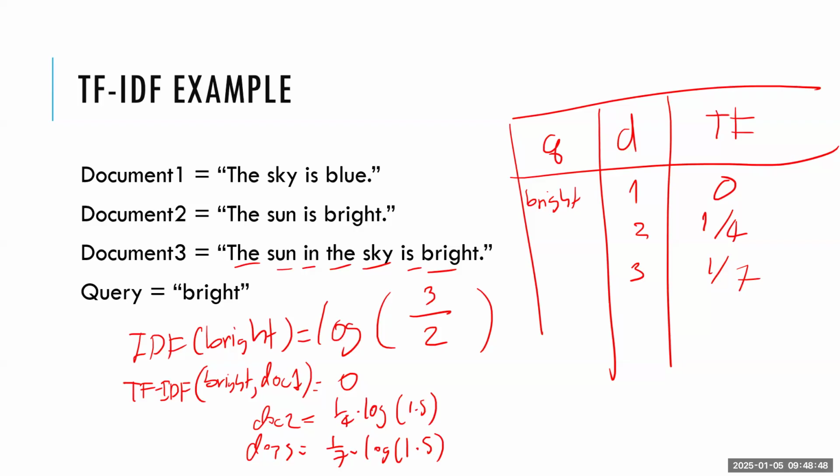Is it doc 1, doc 2, or doc 3? Which one has the highest score? 2, right? Not only because both of these had the word bright appear once, but document 2 is shorter. So the word becomes more important, right? Because if you have a long document, it's more likely that your word will appear in it. That's why the TF score will try to discount by dividing by the number of words in the document.